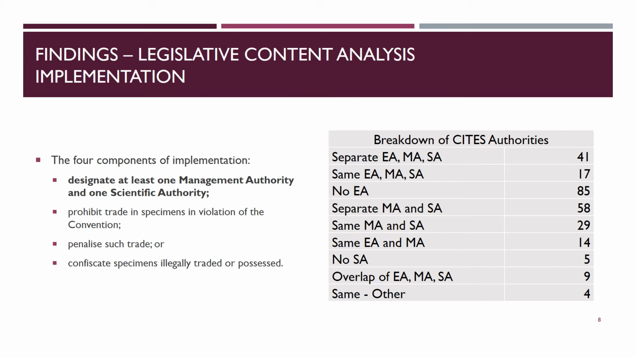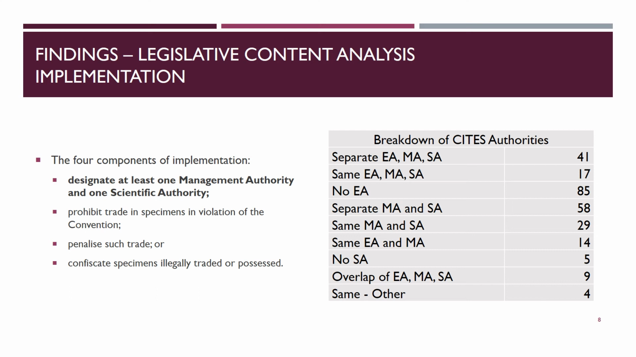In 85 of the member countries, there is no enforcement authority, which, as you can see from the components of implementation, is not required, but it's an interesting aspect of how compliance is actually gained if there is no enforcement authority. In 58 cases, there's a separate management authority and scientific authority, so they're located in different organizations. In 29, they're the same authority. And then in 14, the enforcement authority and the management authority are the same organization.